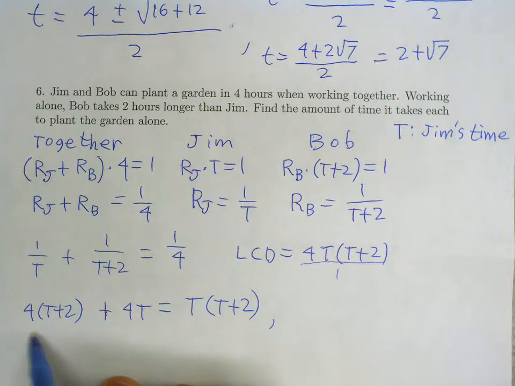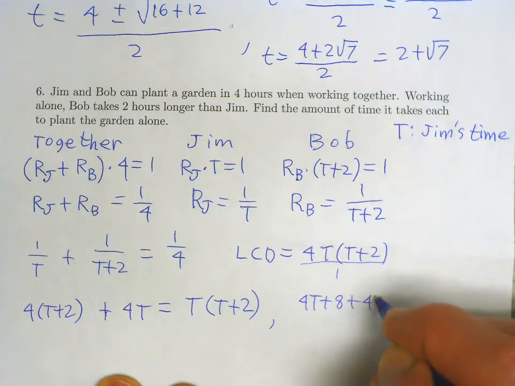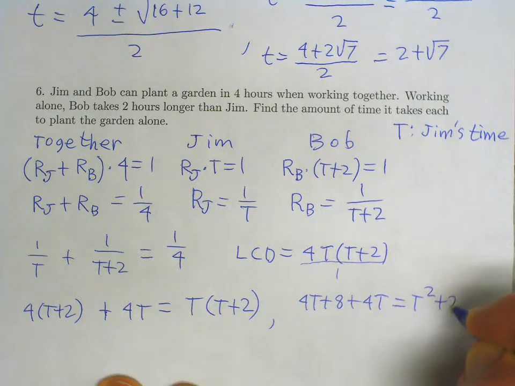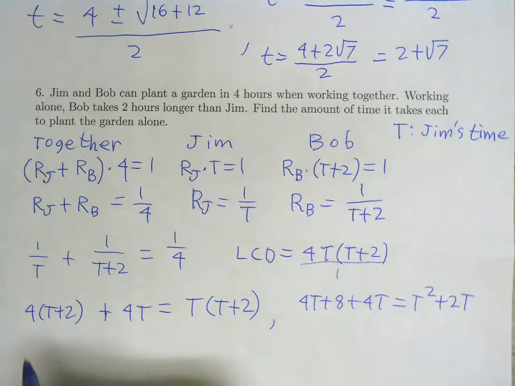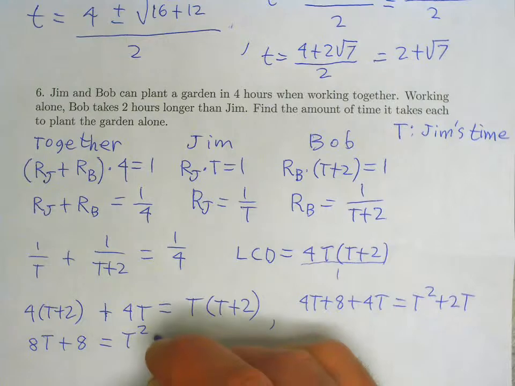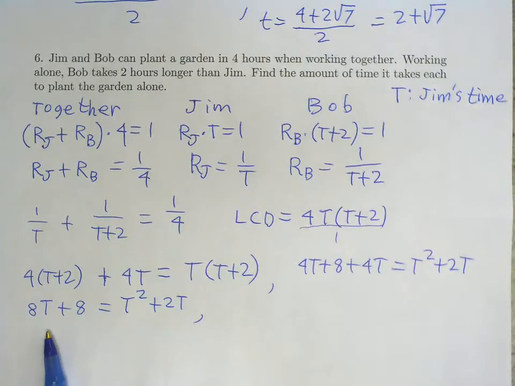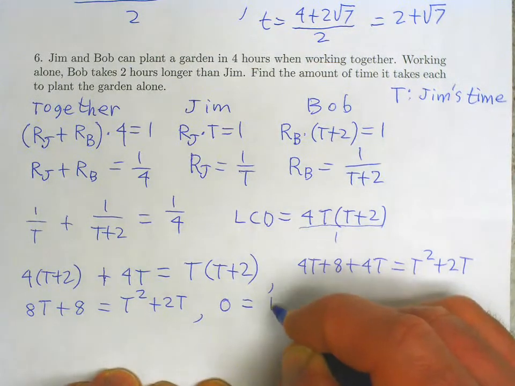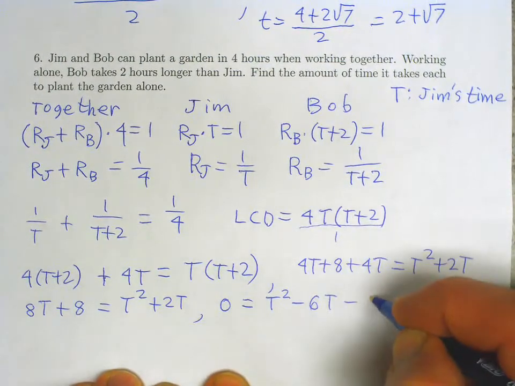So on the left-hand side, 4 times the binomial T plus 2 is 4T plus 8, and then plus 4T. And then on the right-hand side, T times the binomial T plus 2 is T to the second plus 2T. Okay, we'll combine like terms on the left-hand side. 4T plus 4T is 8T. And then plus 8, that's equal to T to the second plus 2T. We'll make the left-hand side 0 by subtracting 8T from both sides and also subtracting 8 from both sides. And we'll get 0 equals T to the second minus 6T minus 8.